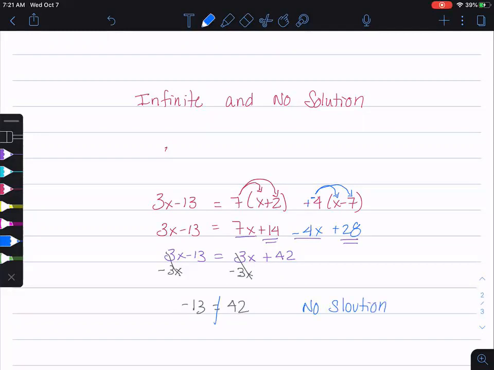So I want to write that down. Rule number 1, or situation number 1: if it is not true at the end of your problem, your answer will then be listed as no solution.